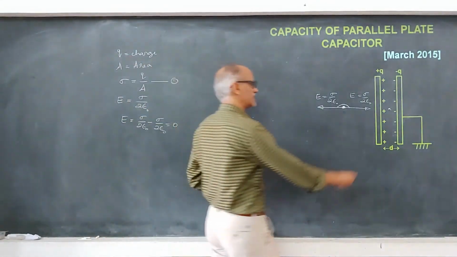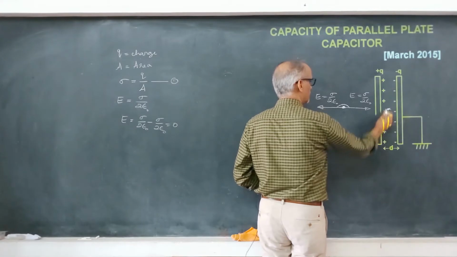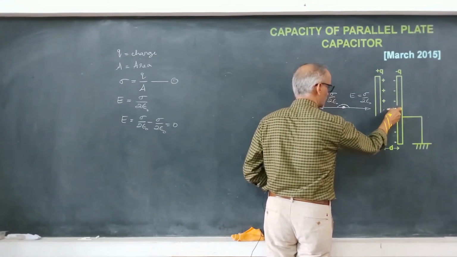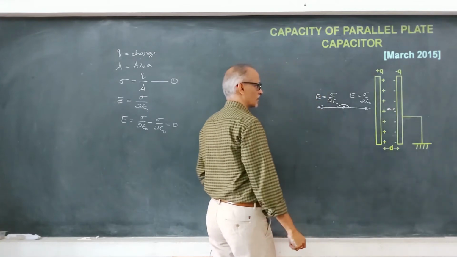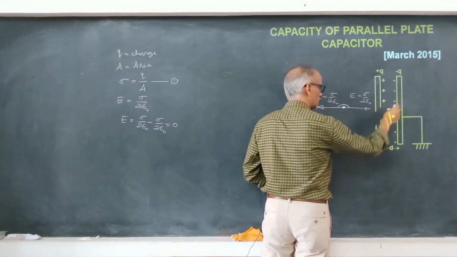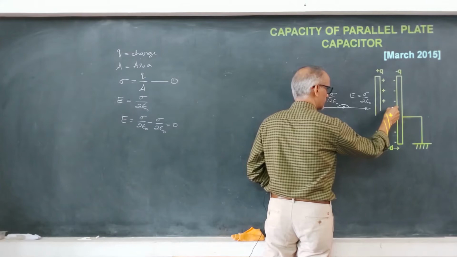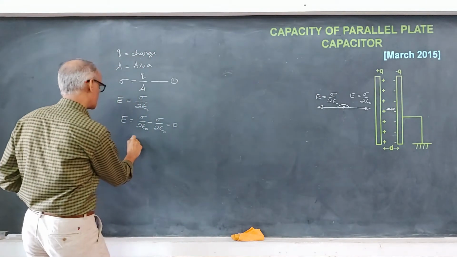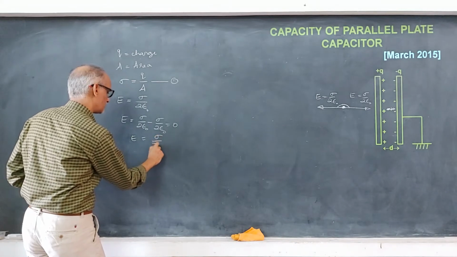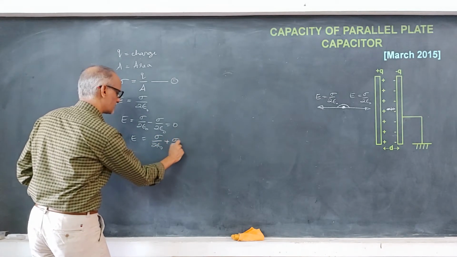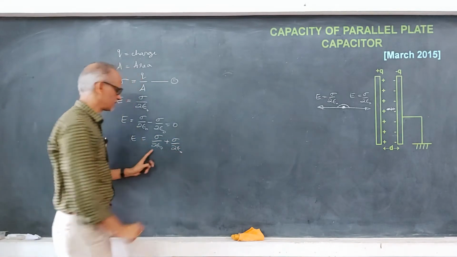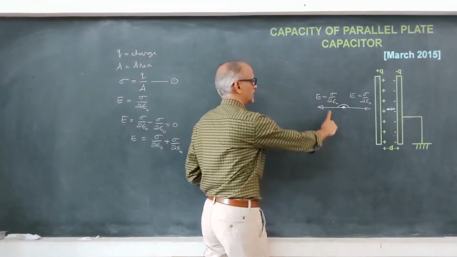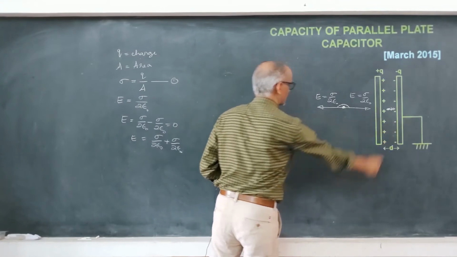What about at a point inside? Here, due to the positive charge, the field is away from it, that means towards my right. Due to the negative charge, it is towards the negative plate, again towards the right only. Now, what is the electric field in between? It's E is equal to sigma by 2 epsilon naught plus sigma by 2 epsilon naught. Why the plus? Because both the vectors are in the same direction. So outside, the vectors cancel each other, here the vectors get added up.